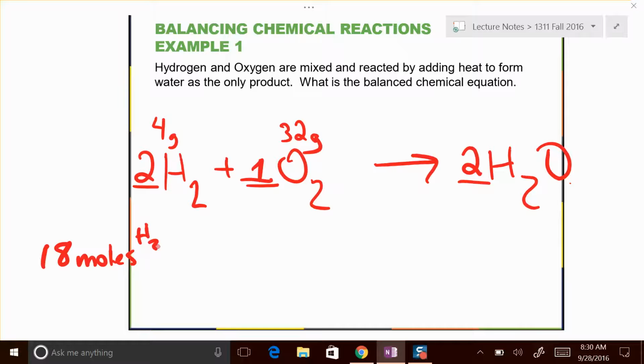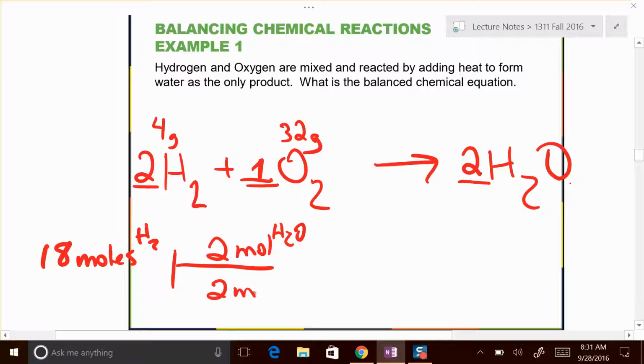Let's say that there's more than enough oxygen. Let's just say oxygen isn't a contributing factor because it's an excess, meaning there's more than enough of it. You burn it in the air, there's absolutely enough oxygen. So it would be 18 moles of water, right? Because for every 2 of these, you produce 2 of these. That's the ratio. 2 moles of H2O for every 2 moles of H2.